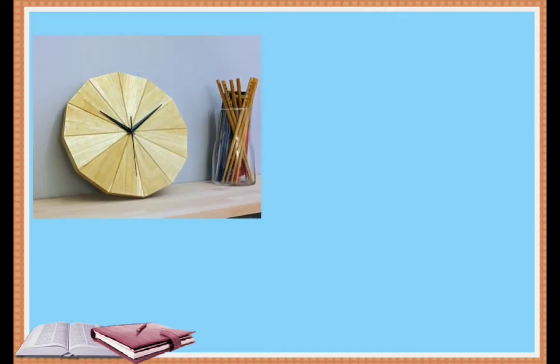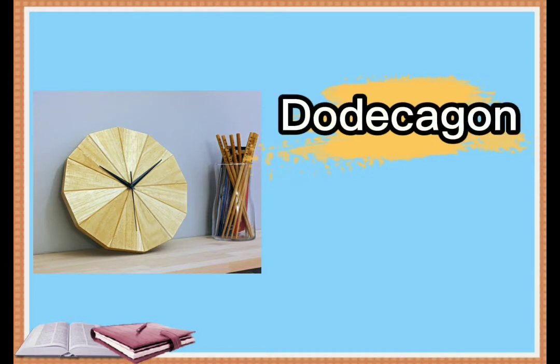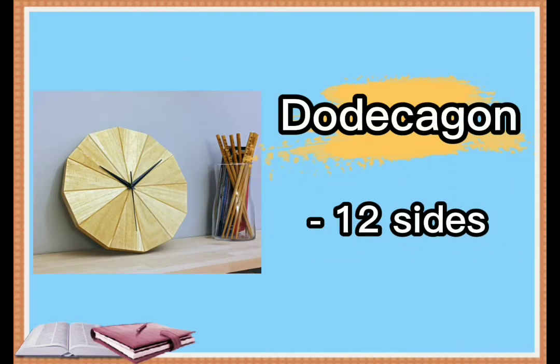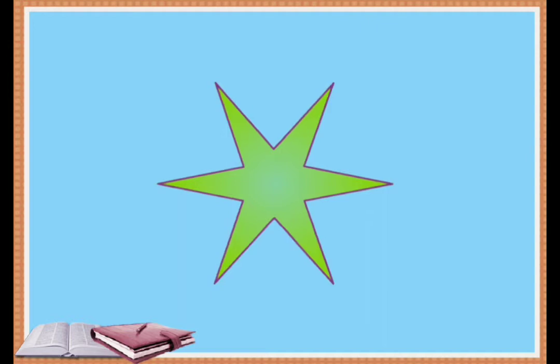On to the last one. This object has 12 sides. Now, a polygon with 12 sides is called a dodecagon. A dodecagon has 12 sides and 12 angles. Now, here are other examples of dodecagon.